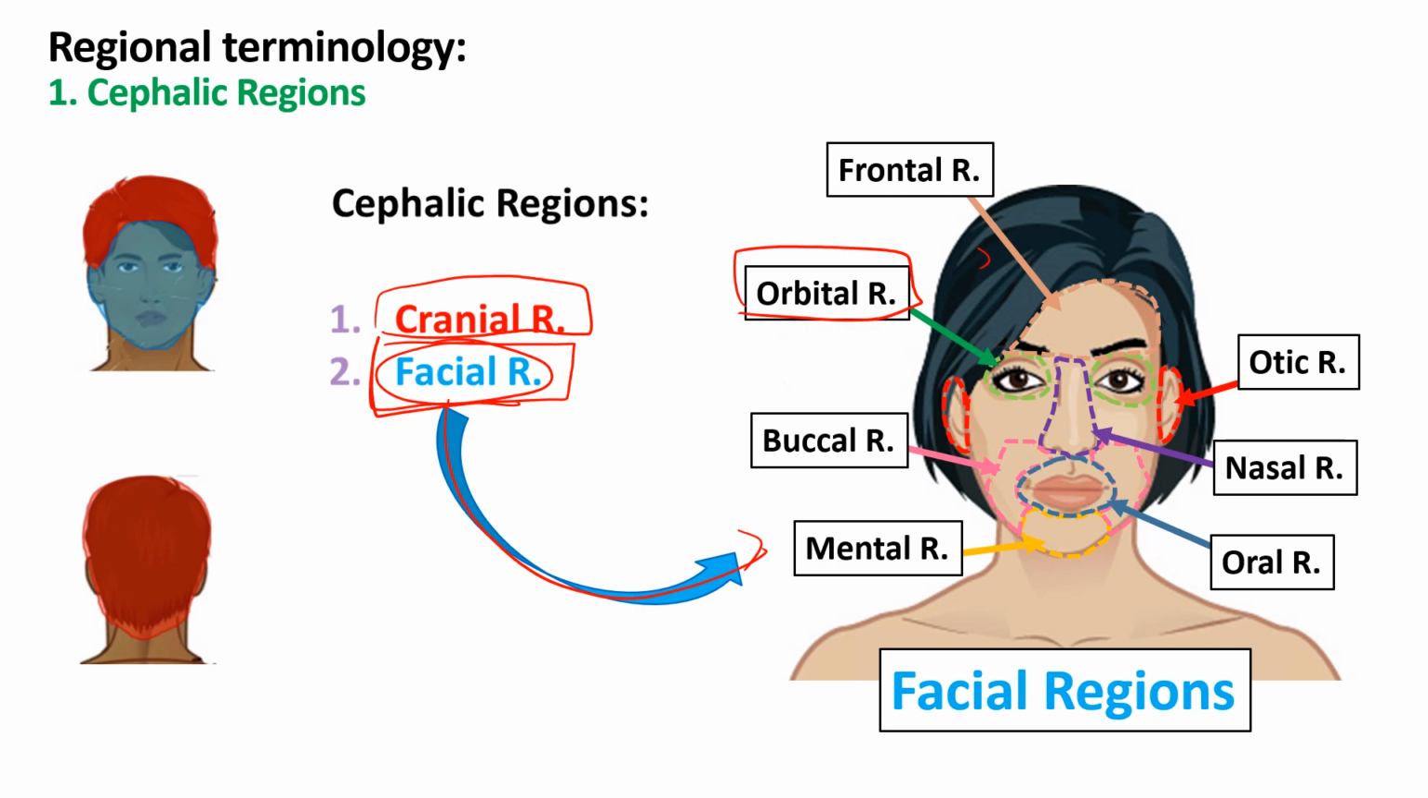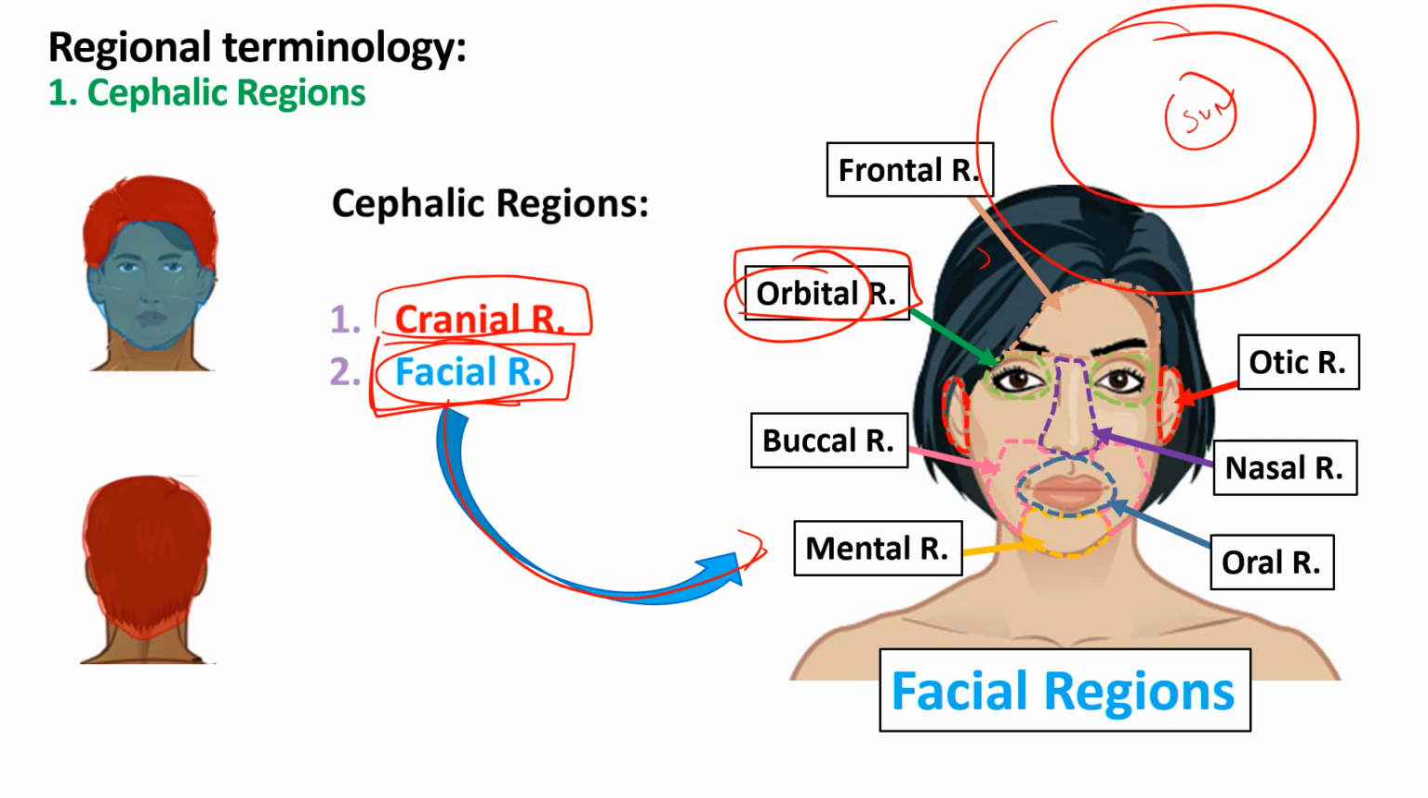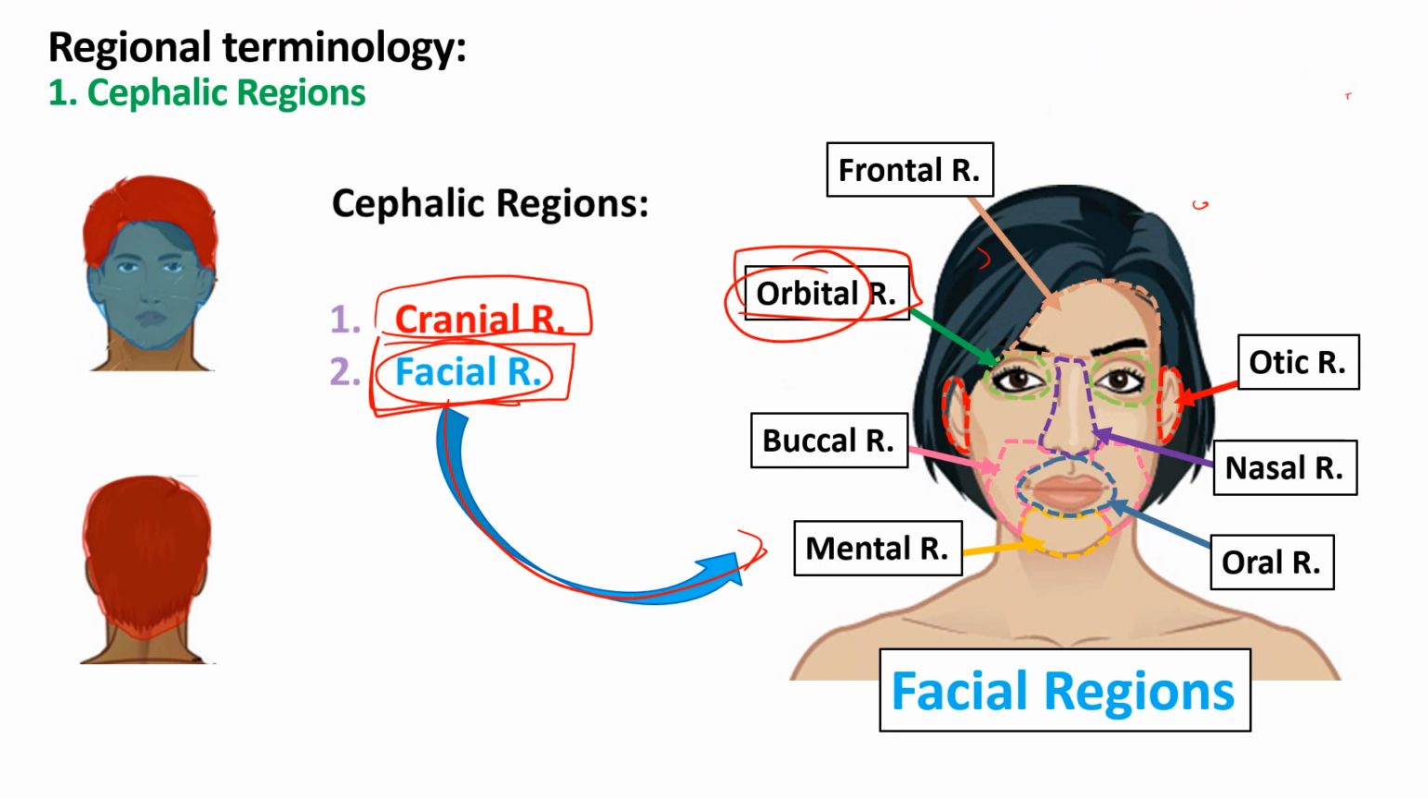Now we have in green the orbital region, around the eyes. The name orbital comes from orbiting. Like if you think about the sun and the planets, they orbit the sun. So they make a circle around the sun. So in this case, the orbital region is the region that orbits the eyeball. So that is the orbital region. The name of the frontal region comes from the bone that we have here. We have a bone that is called the frontal bone.